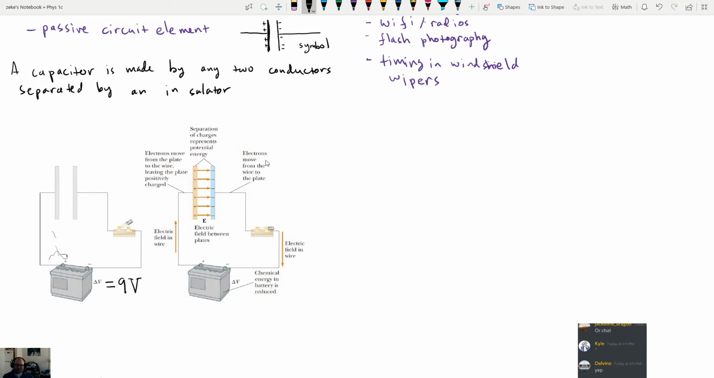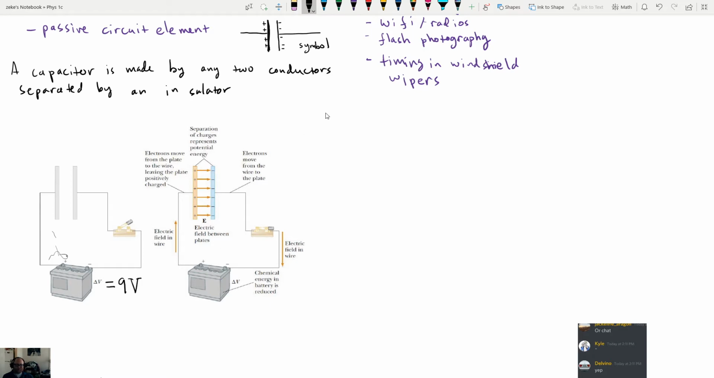And then on the right side, electrons move from the wire onto the plate this way because there's an electric field that goes this way. As a result of this, the chemical energy of the battery gets reduced, and now you have a charged capacitor that we can do something with, okay?